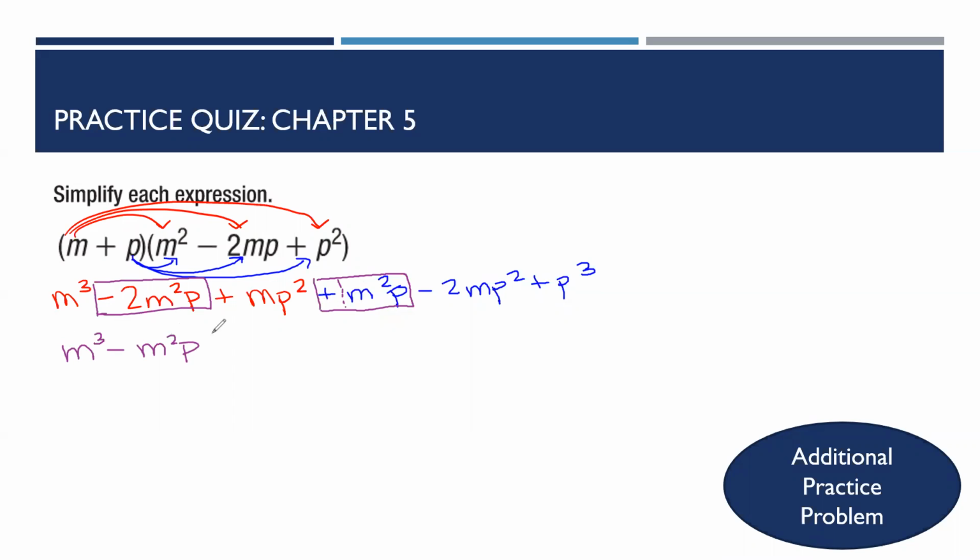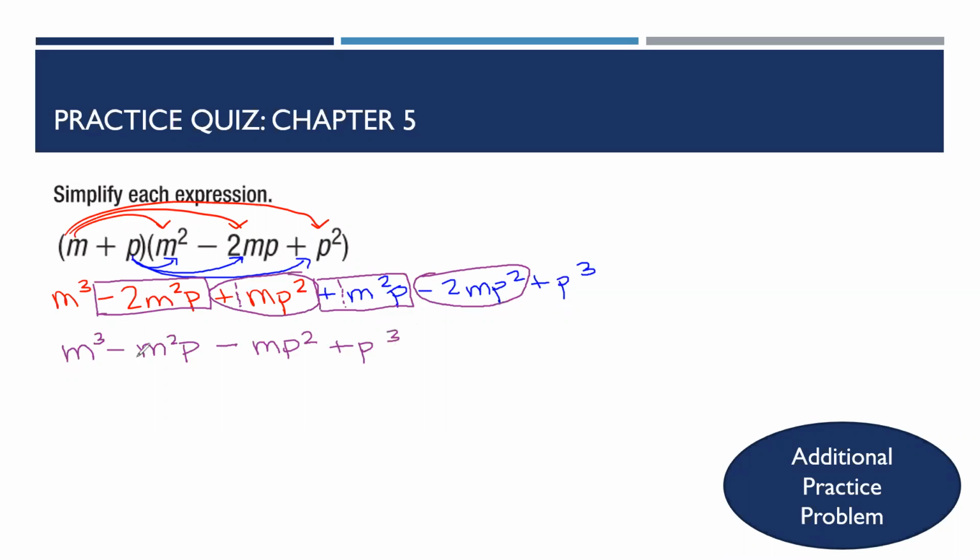Okay, and then here I have positive 1 mp squared minus 2 mp squared. Okay, so 1 minus 2 is going to be negative 1 mp squared, and then I still have this p cubed.